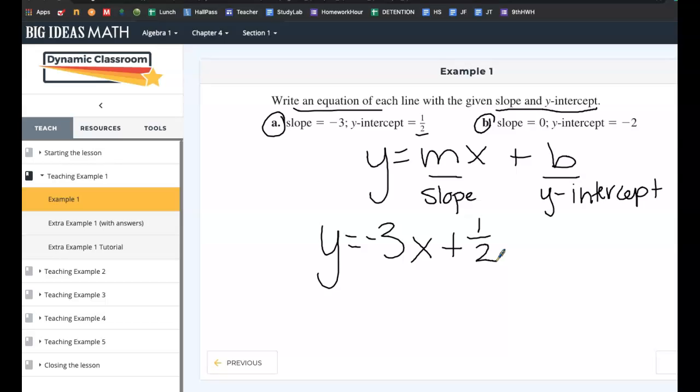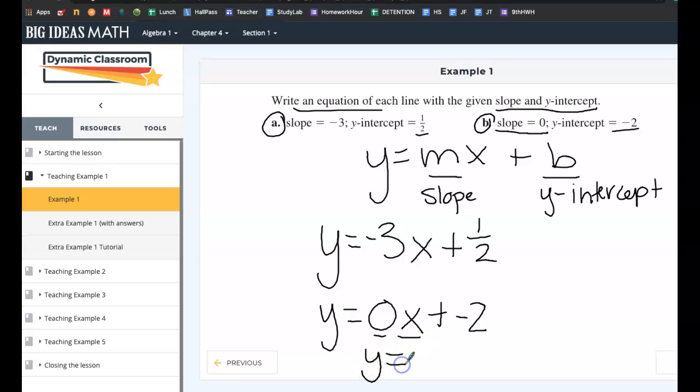Okay, b, you have y equals, your slope is 0, so that goes for m, x, plus your y-intercept is -2, so that goes for b. 0 times anything is just 0, so this simplified is really just y equals -2.